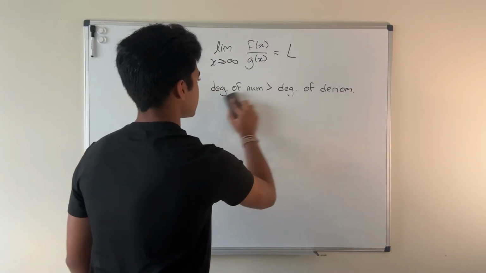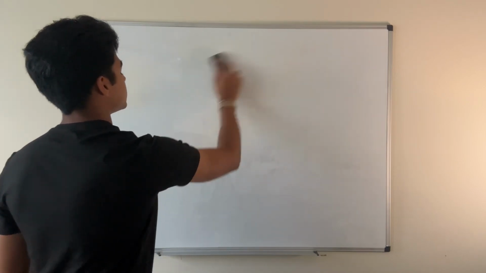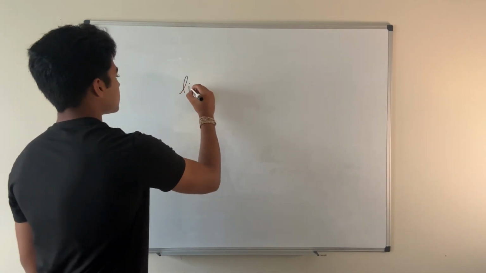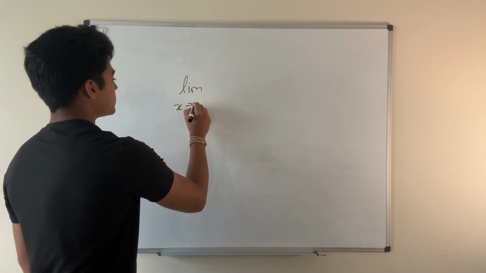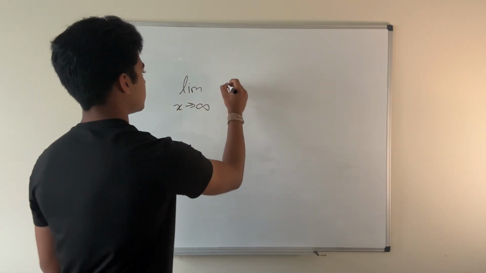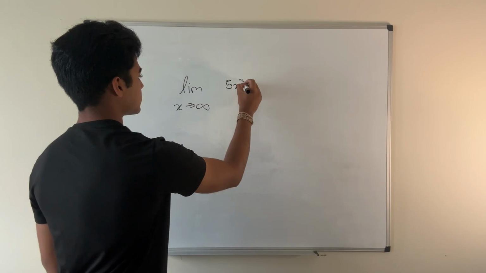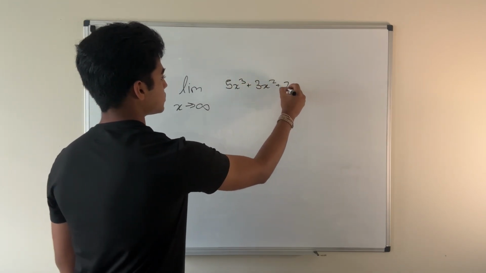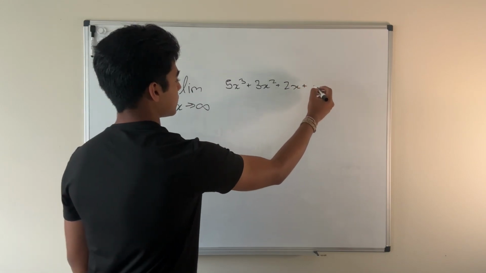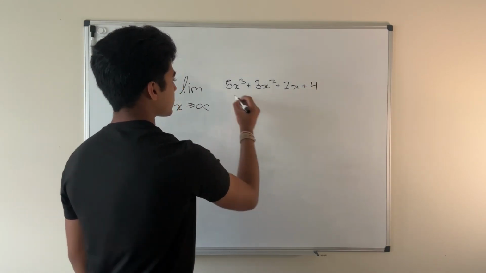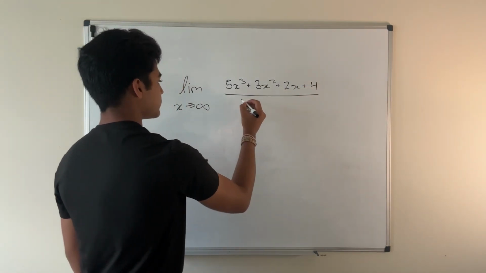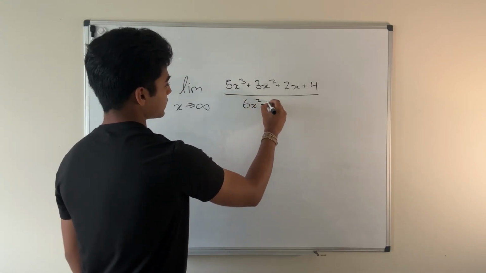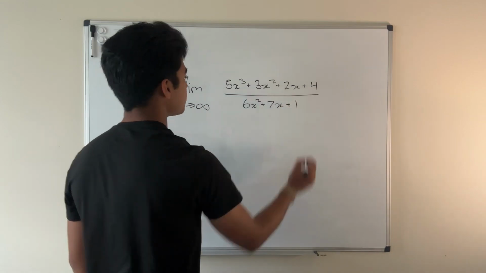So our first example can be something like the limit as x approaches infinity of 5x cubed plus 3x squared plus 2x plus 4, and then all of that over 6x squared plus 7x plus 1.